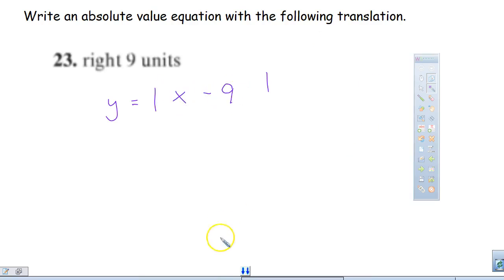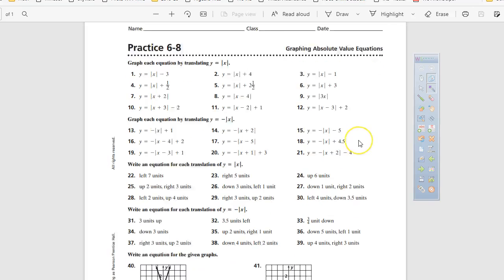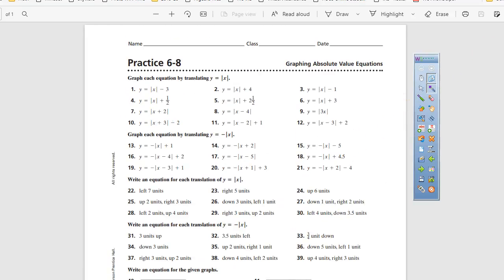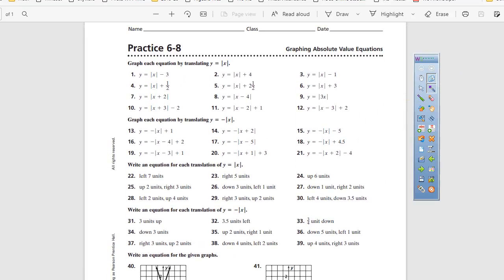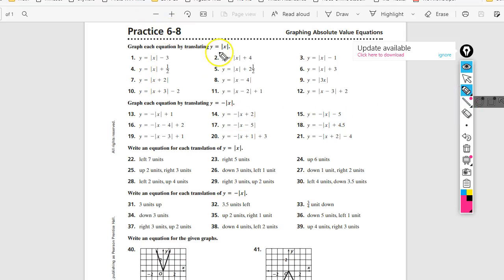All right, your homework tonight is going to be on your 6-8 worksheet. There will be some that you have to graph. And there will be some where you just have to write the equation. So for homework tonight, I'm going to have you guys do number 2, 4, 6, 8.